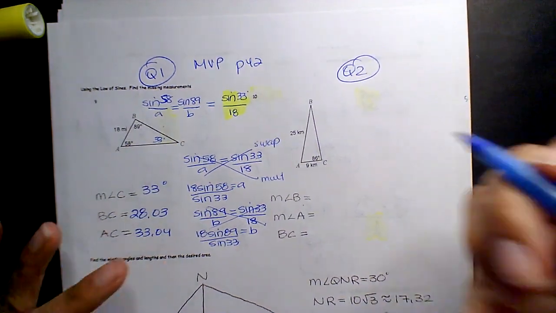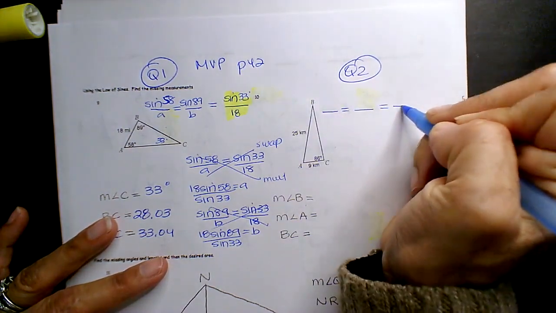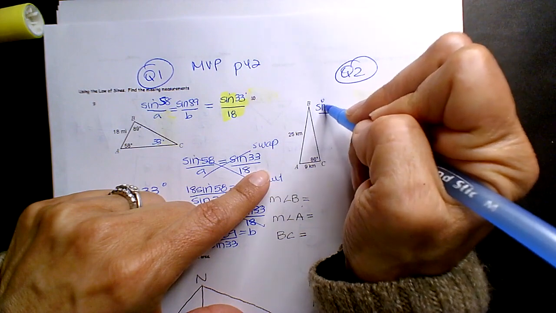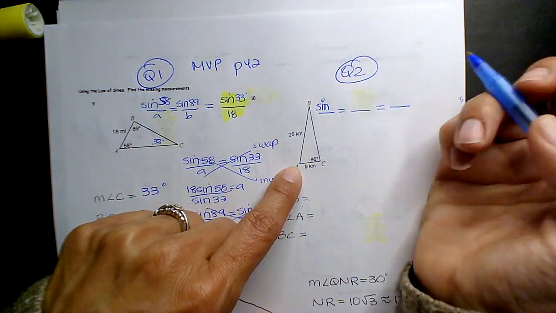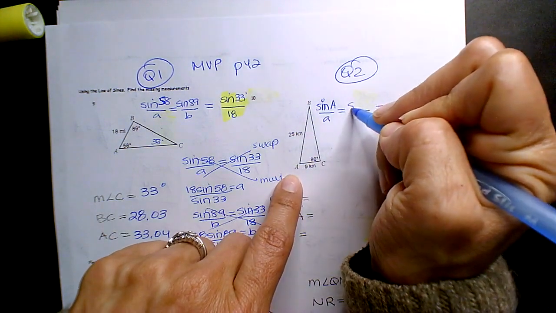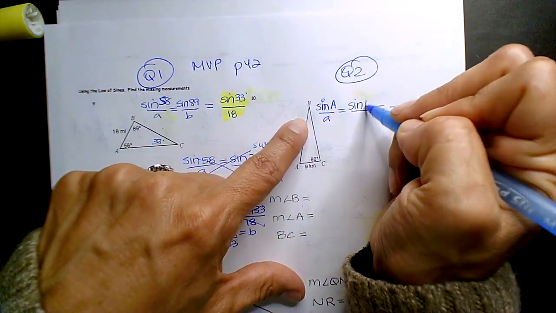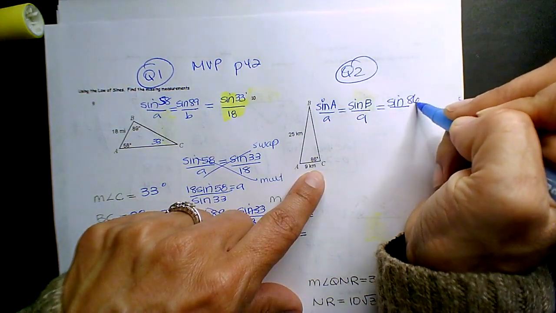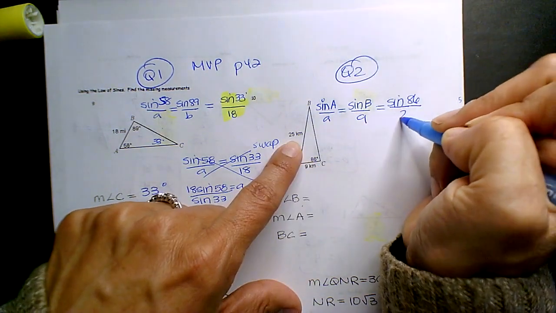All right, so here we go. If I fill out the statement of proportionality, okay, sine of A, I don't have it, so I'll put big A, over little a, don't have it. Sine of B, don't have it, over little b, I got 9. Okay, sine of C, I got 86, and then little c, 25.